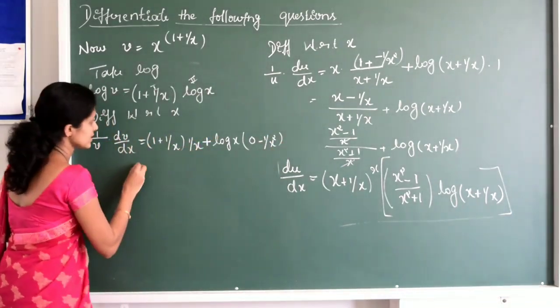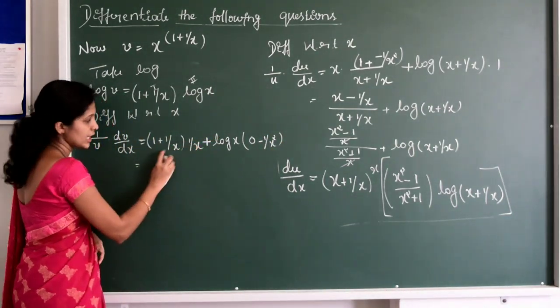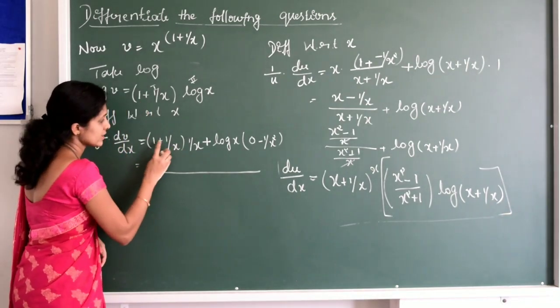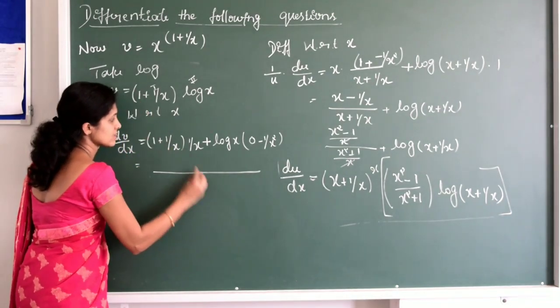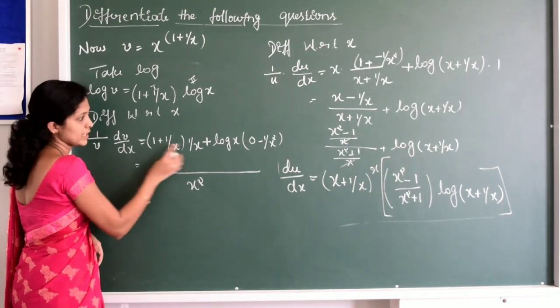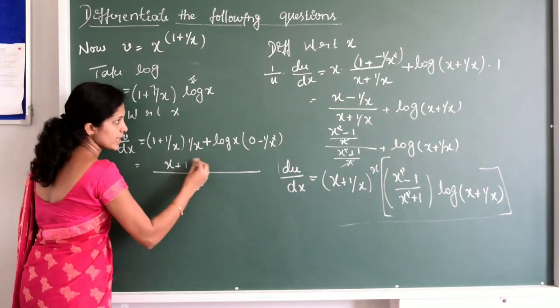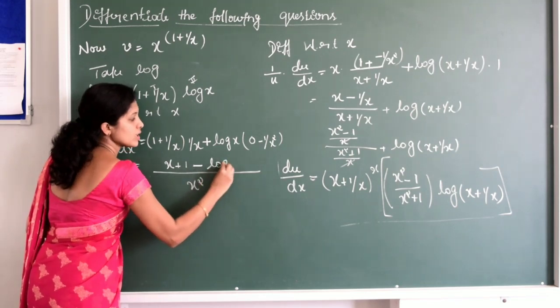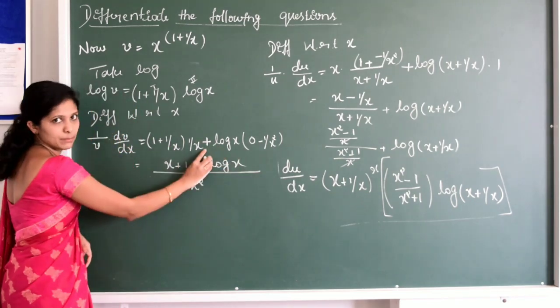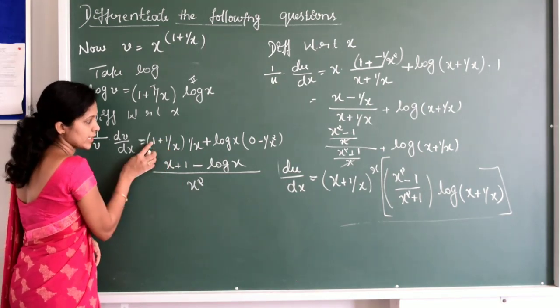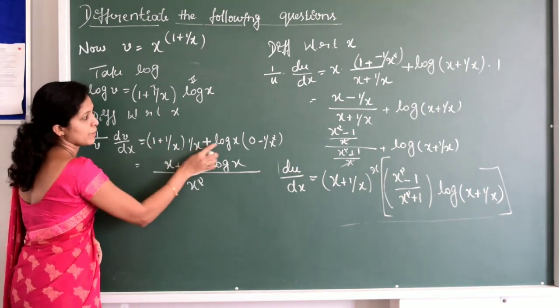Now we will simplify this one. So you can multiply here. If you multiply, you directly will take the LCM x square. If I take x square as LCM, this is multiplied with this 1 by x. So this will be x plus 1, and this is minus log x. Is it clear? Take multiply this one. So 1 by x square, this is 1 by x. So take the LCM. So here x is there, plus 1 minus log x.